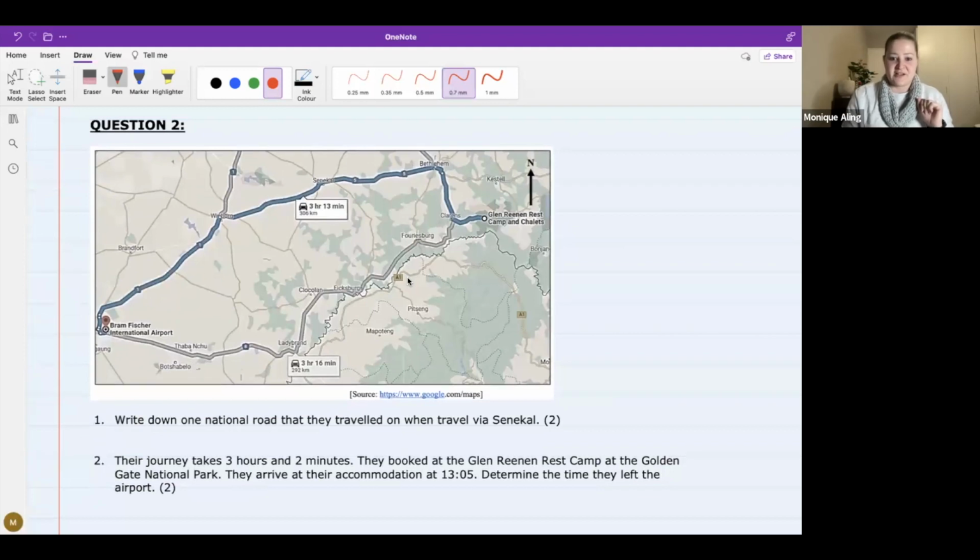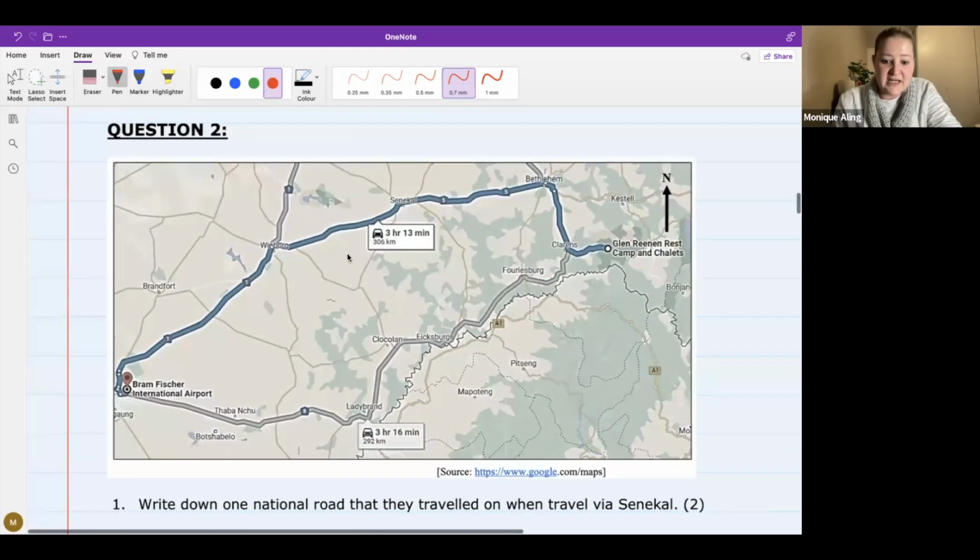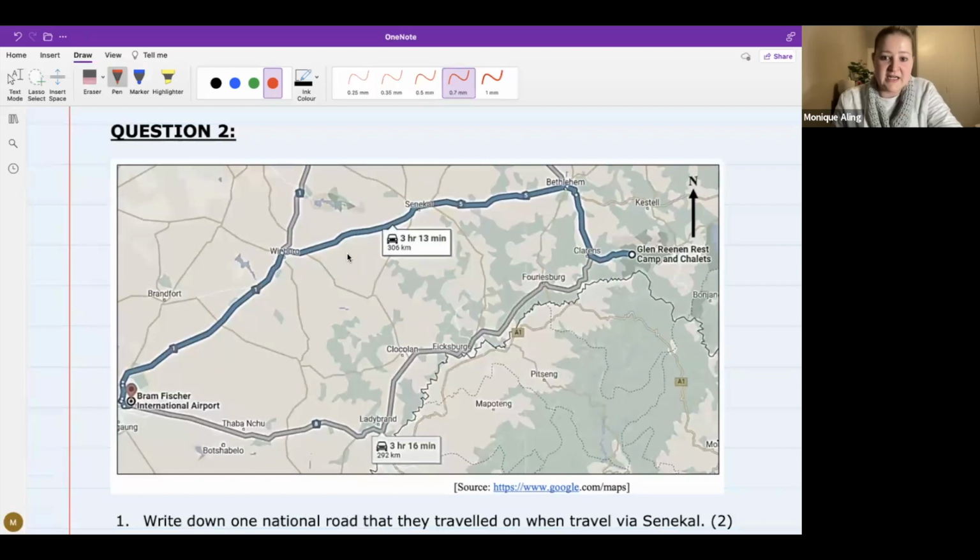Okay, so I might need to zoom in here a little bit. So we've got a map. Looks like it comes off Google Maps, and we're going from Bloemfontein to Glen Rennan Rest Camp. Okay, so it says write down one national road that they traveled on when they travel via Senekal. So I'm going to zoom in here. So there was a journey. Here's the starting point, and they're going via Senekal, which is over here.